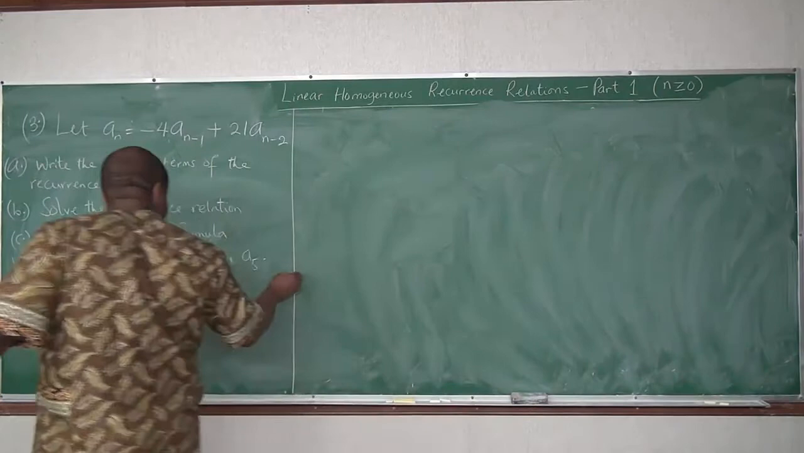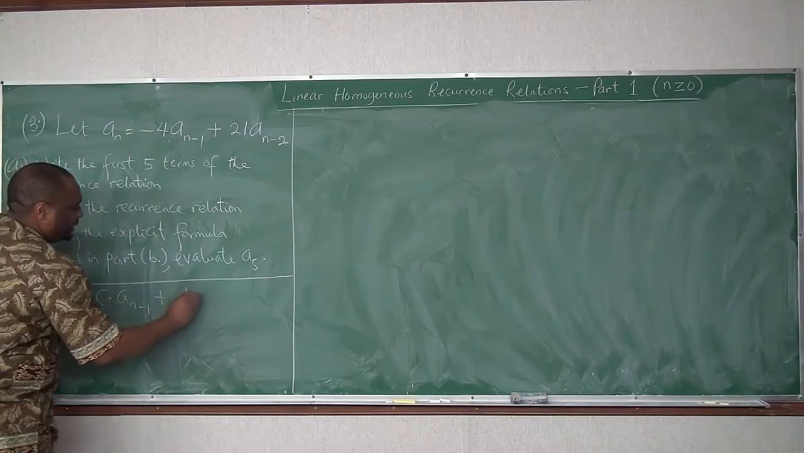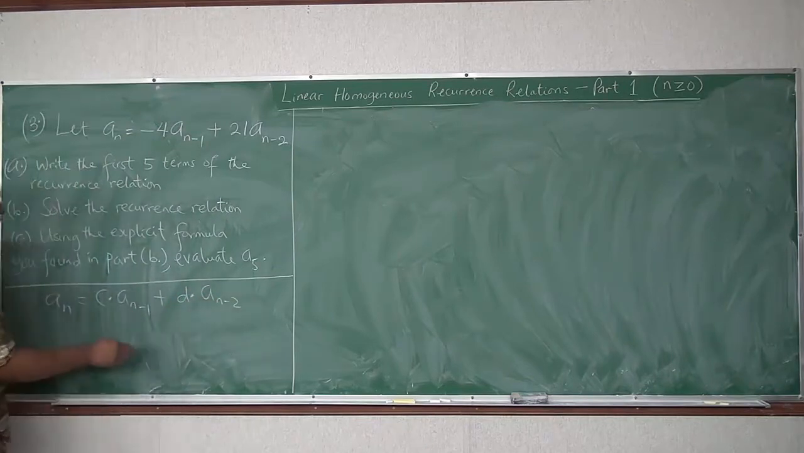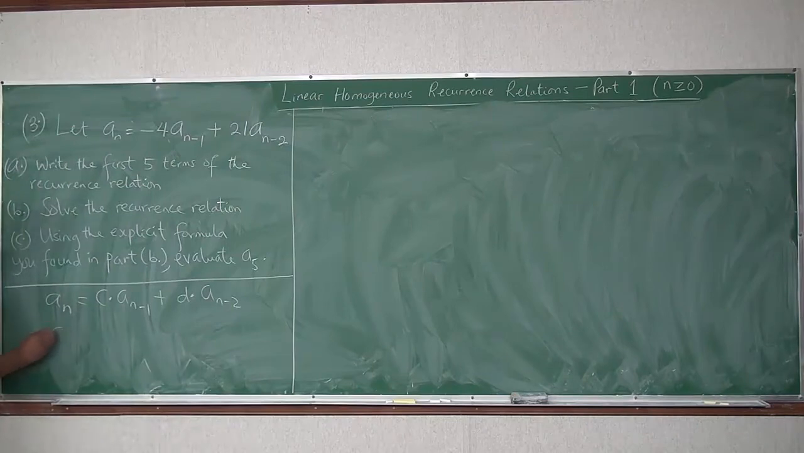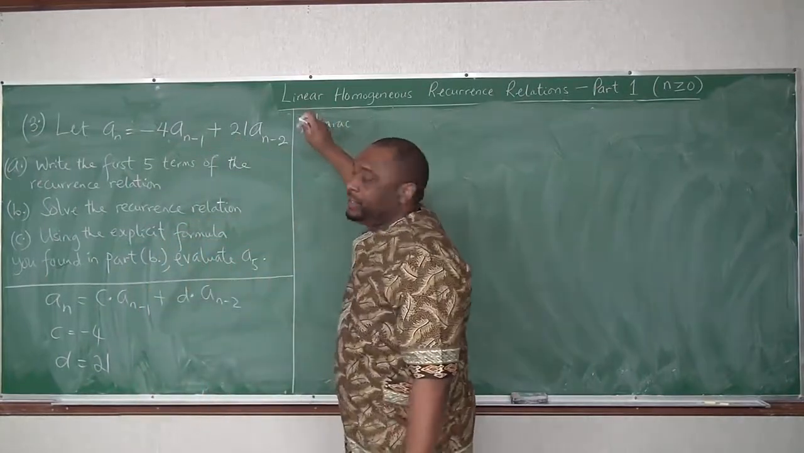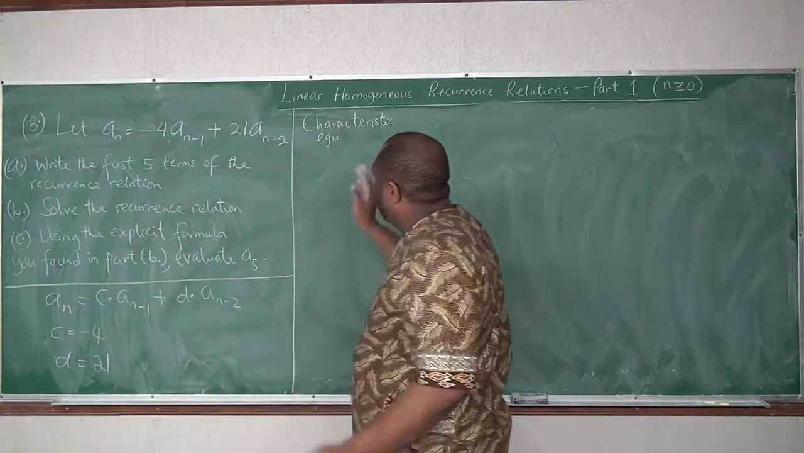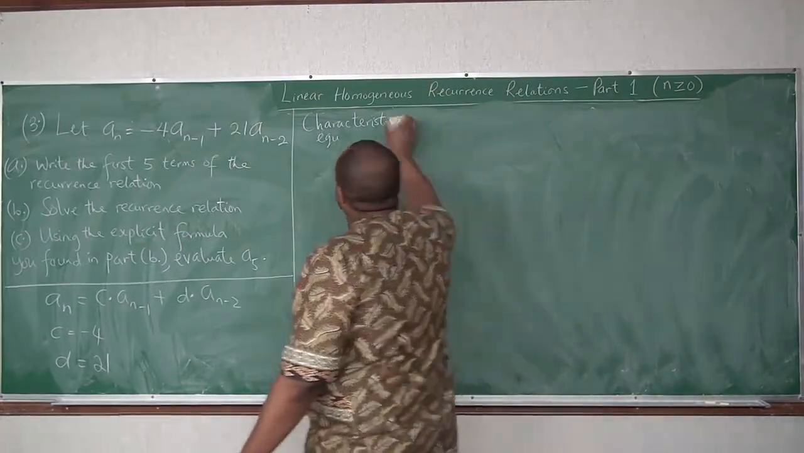Okay, folks, let us solve this. What will be our C and what will be our D? Remember from what we wrote in the first equation, A(n) is C times A(n minus 1) plus D times A(n minus 2). So if we compare, our C is minus 4, our D is 21. Now what is our characteristic equation? Wait a minute. Before we do this, let's solve the A part.